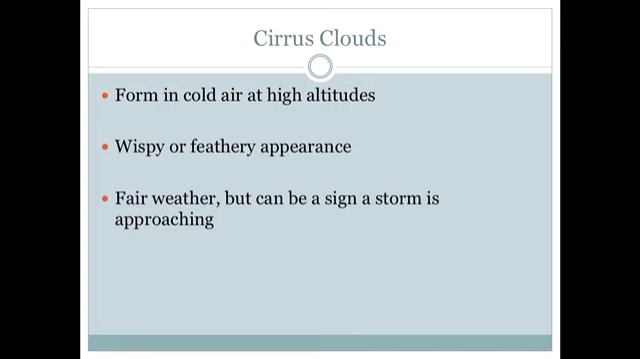Cirrus clouds. These form in cold air at high altitudes. They are wispy or feathery in appearance. These indicate fair weather, but they can also be a sign a storm is approaching. So cirrus clouds are usually found in fair weather. However, maybe later on that day or the next day, you might have a storm that is approaching. So that's a key indicator whether or not a storm is coming.